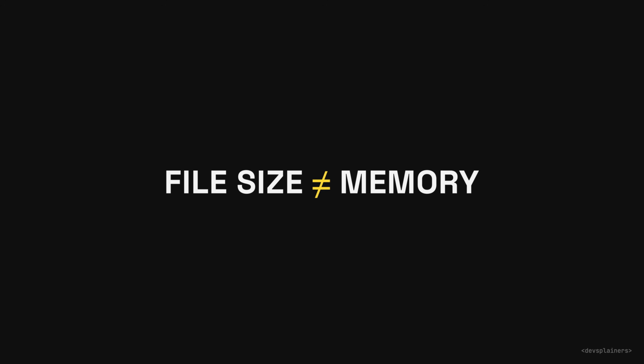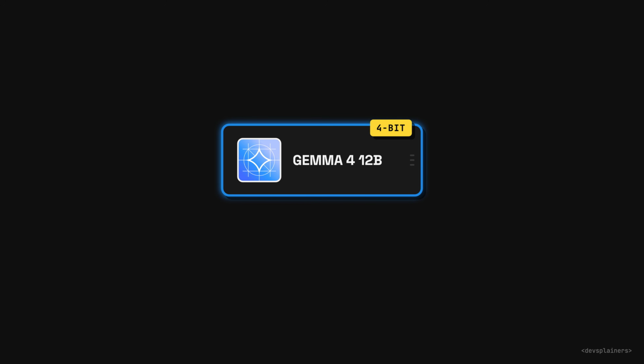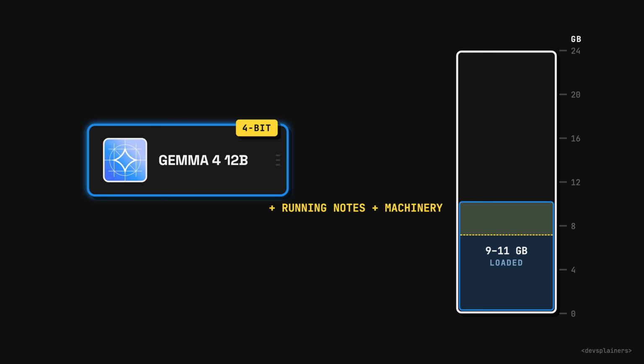The first budgeting mistake everyone makes: a model file's size is not the memory it needs. Take Gemma 4 12B at 4 bits, meaning the weights are squashed to a quarter of their original size with modest quality loss. The file is about 7 GB, but loaded and working it wants 9 to 11, once you count the model's running notes on your conversation and the machinery around it.